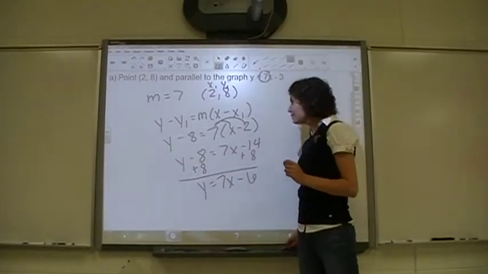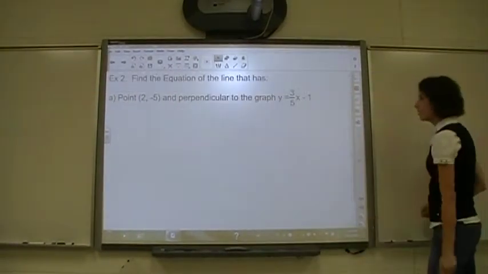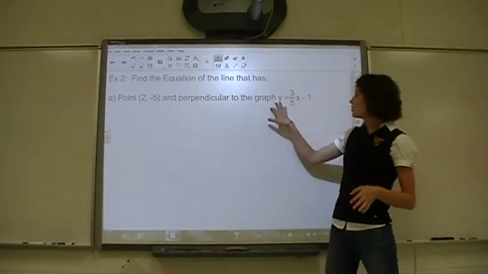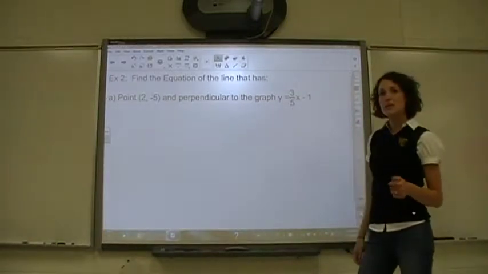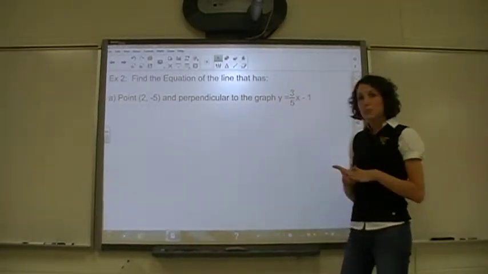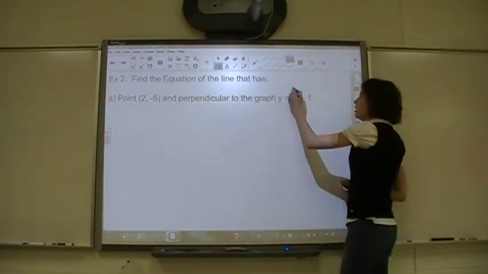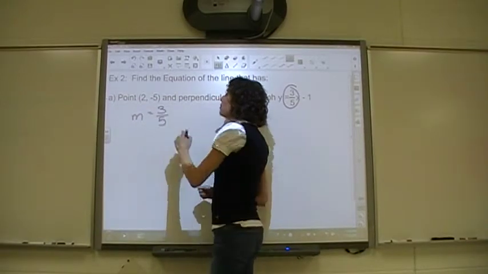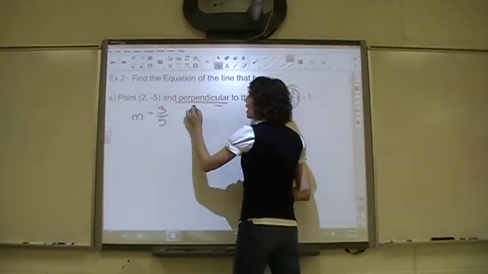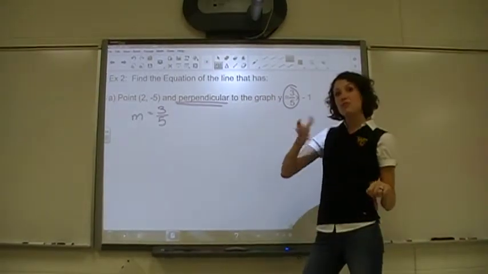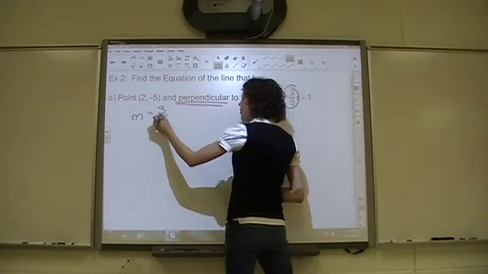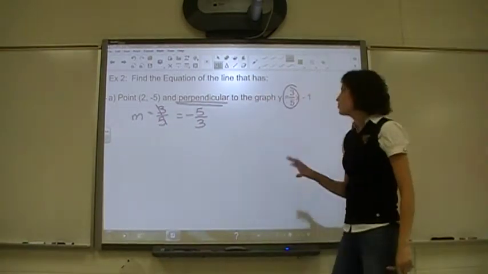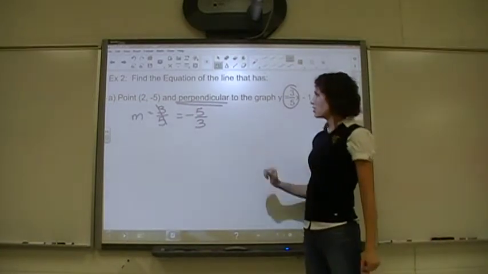Alright, let's look at one that is going to be perpendicular. In this case, find the equation of the line that has the point (2, negative 5) and is perpendicular to the graph y equals 3/5 x minus 1. Now when we're doing parallel and perpendicular lines, steal the slope, which is 3/5. So m equals 3/5. But remember, we want a perpendicular line. So the slope that I want to use, I want to flip and switch the sign. So I want to make it 5/3, and it has to be negative. So I flip it and switch the sign. So my slope is going to be negative 5/3.